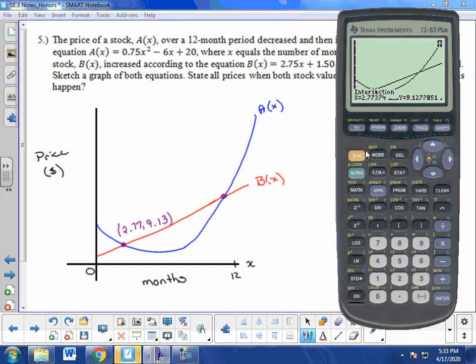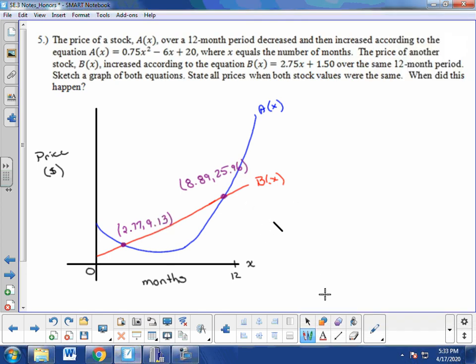And then for the second intersection, second trace intersect. Again, now I need to move my cursor all the way over to the other intersection. Sometimes a little bit tedious, but these are numbers you're not going to find on the table because they are decimal approximations. So we do need to use this feature. Once we move it over to the right, or close to that second intersection, we can find that intersection point, and that's about 8.89, 25.96.